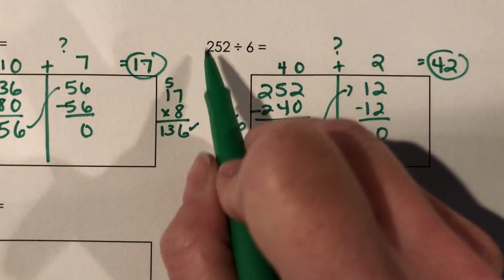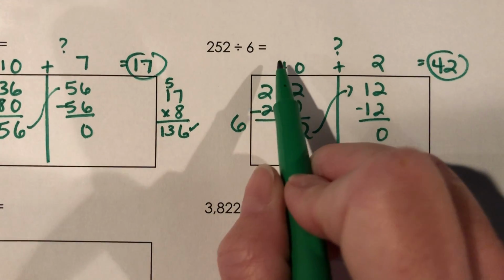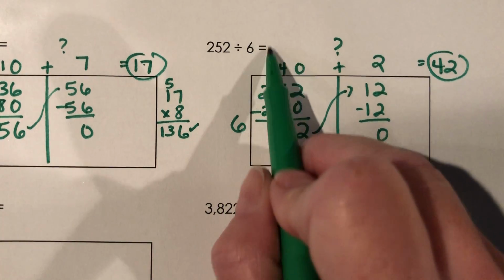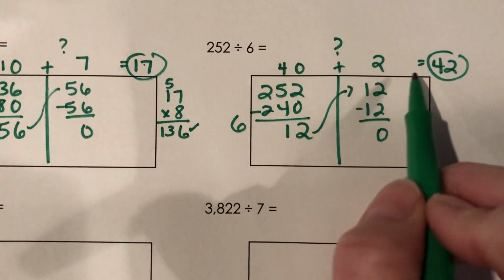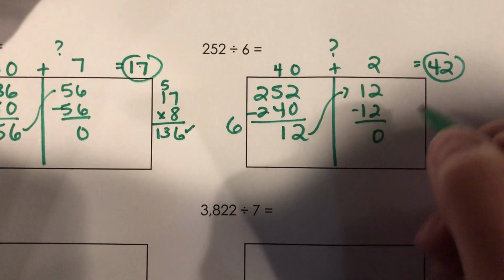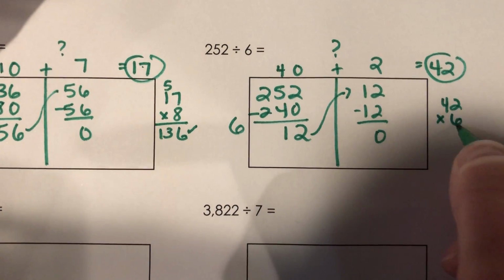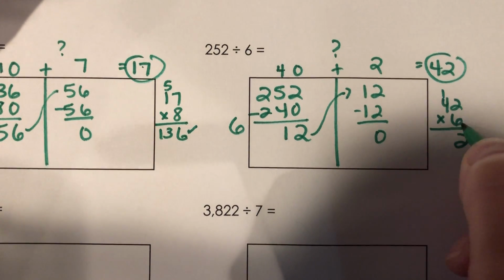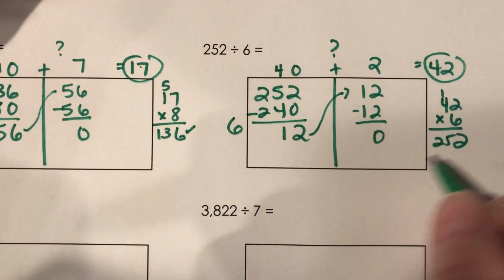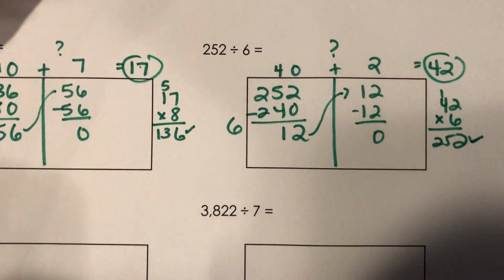6 times 42 gives us 252. So we're really just using the related multiplication fact here, asking ourselves, 6 times what is 252? 6 times 42 is 252. And again, you can check with multiplication. 42 times 6. 6 times 2 is 12. 6 times 4 is 24 plus 1 is 25. 252, 252. I know that I am right.